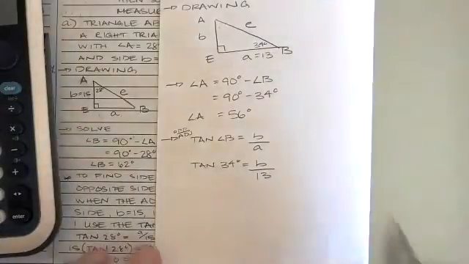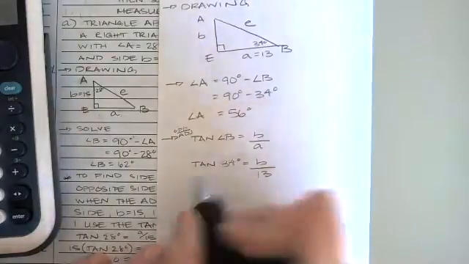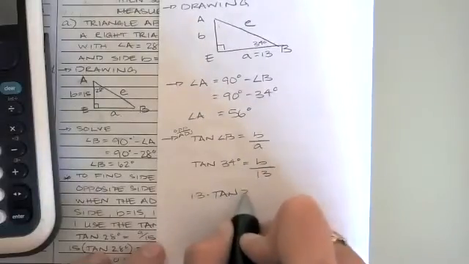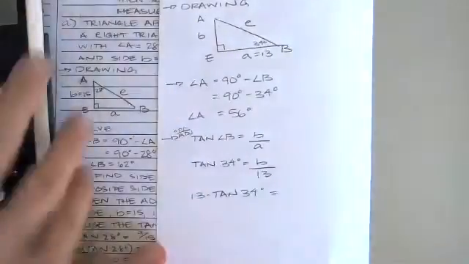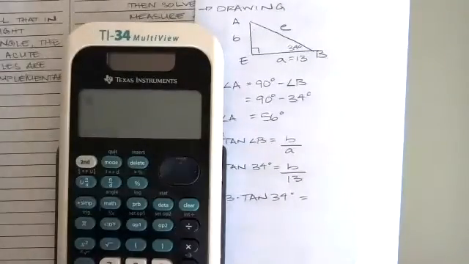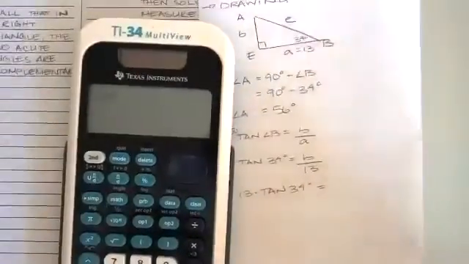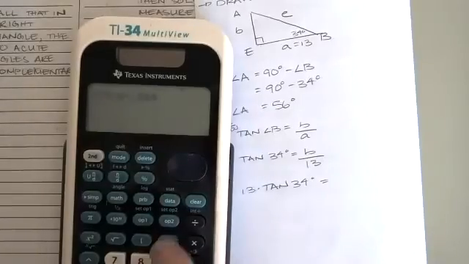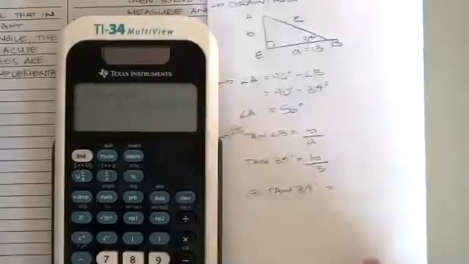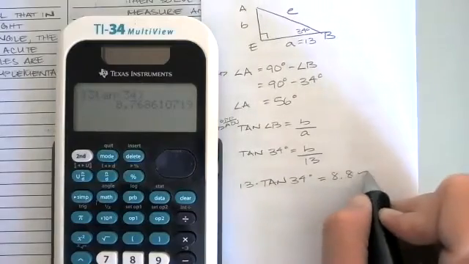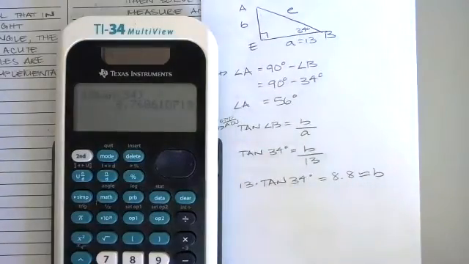Okay. All right, so now I multiply both sides by 13 to get the length of side B by itself. And we put this into our calculator. So I've got 13 times the tangent of 34 degrees. And that gets me about 8.8. Is that okay?